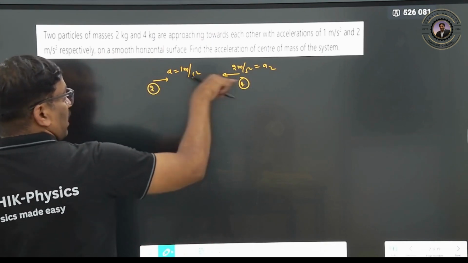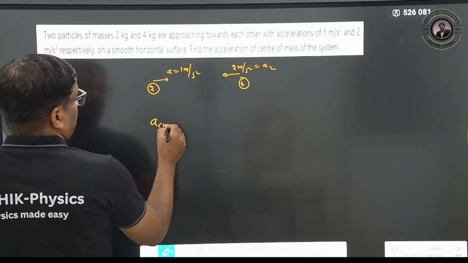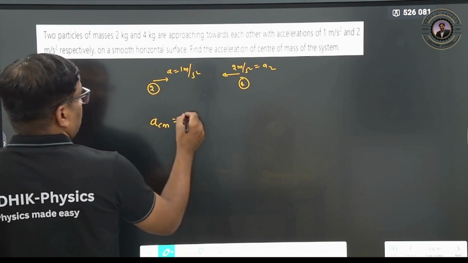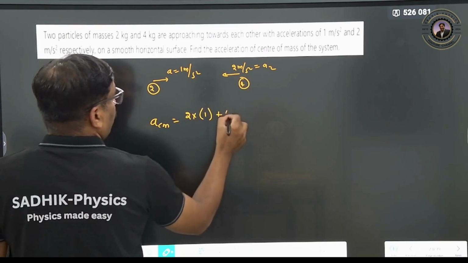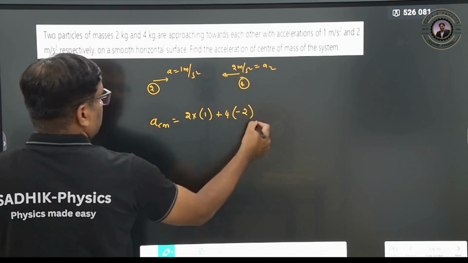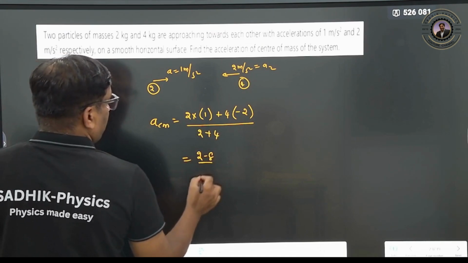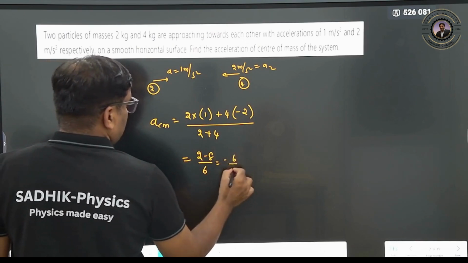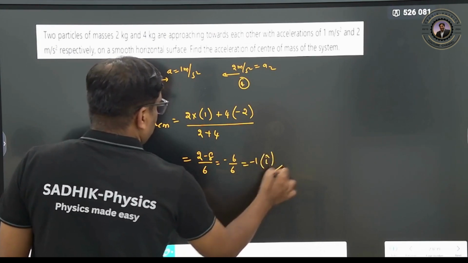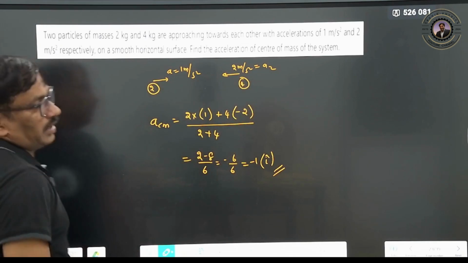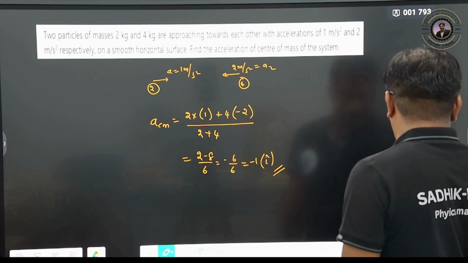This is the x-axis, and this is the minus x-axis. We want to calculate the acceleration of the center of mass. m1 is 2, into 1, therefore i cap, plus here 4 into minus 2, because it's toward this side, divided by 2 plus 4. How much now? 2 minus 8 by 6, therefore minus 6 by 6, minus 1. Therefore it will be minus i cap. That means the total acceleration of the center of mass is going toward this side. Clear? Now let us see one more question.